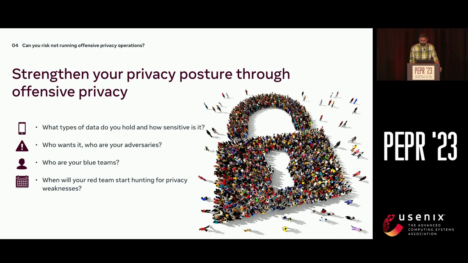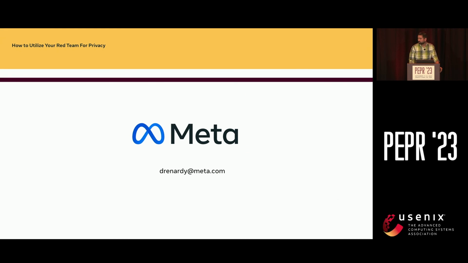And so that's basically it, and I'll share some takeaways. Think about what kind of data you have, what's sensitive about it, who wants it, who those adversaries may be, and how you can describe them. If you do set up a privacy red team operation, think about who your blue team is and pull in that trusted confidant to help you structure your operation. And the last one, sort of rhetorical: when are you going to start hunting for privacy weaknesses in your own organization? With that, I'll take questions.